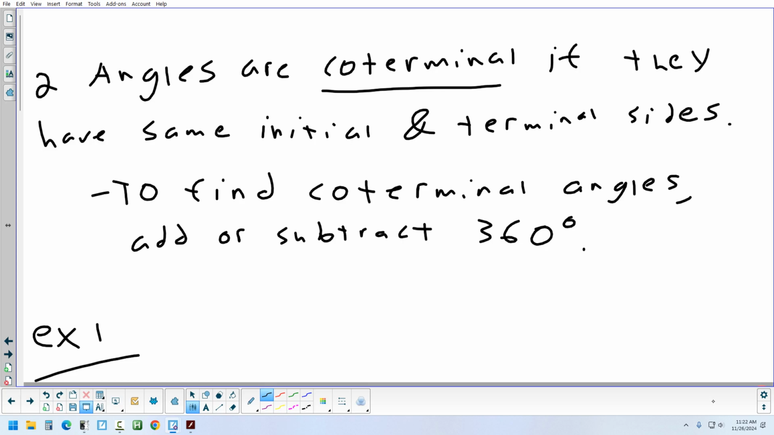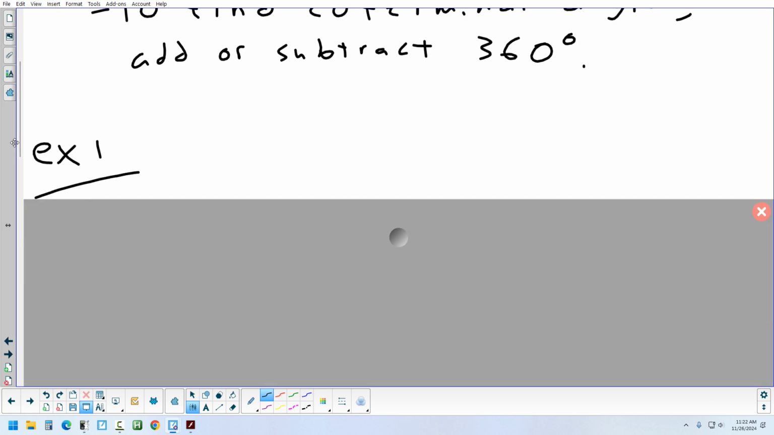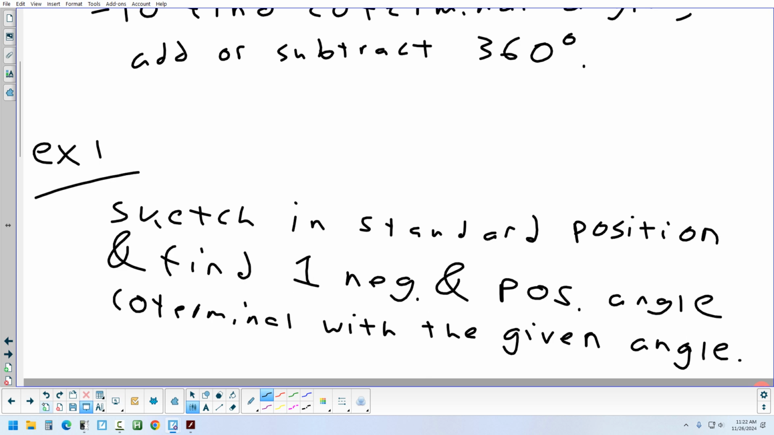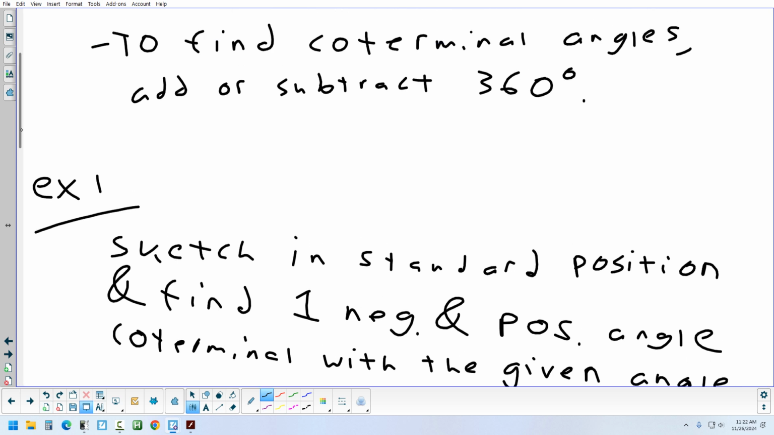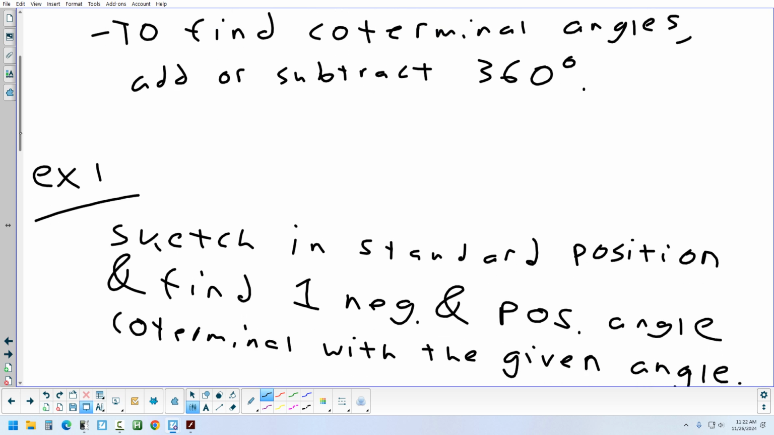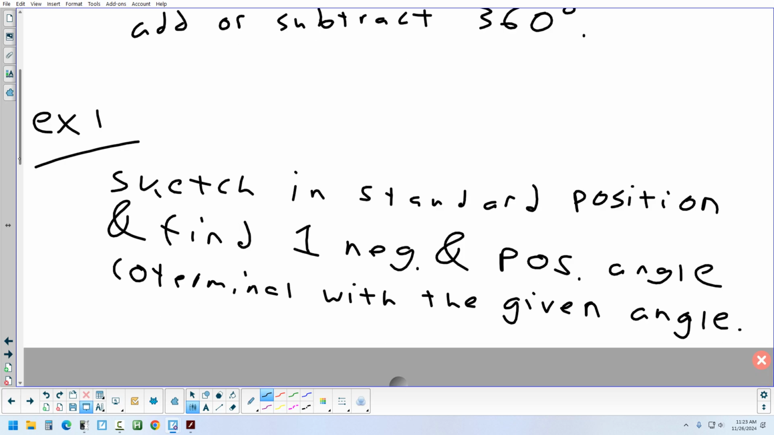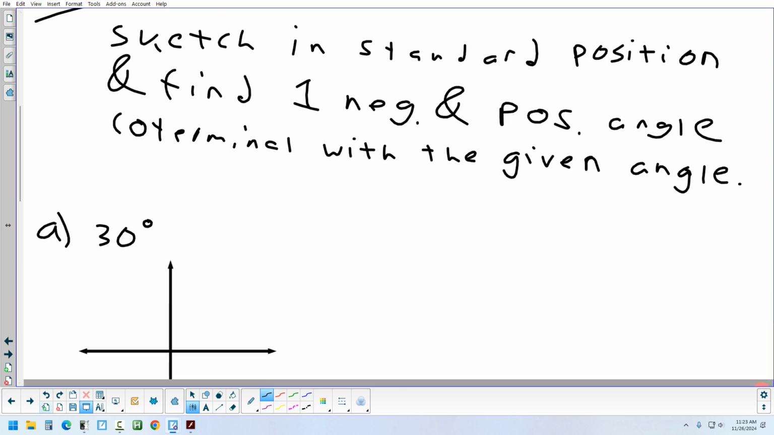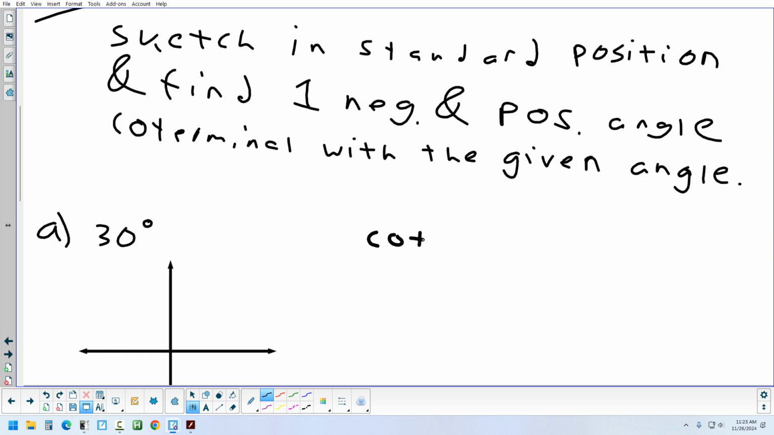All right, so let's see if we can find some angles that are coterminal with one that I give you. Does everybody have adding and subtracting 360 to get a coterminal angle? So the sketch, again, doesn't have to be perfect. We're just going to do a quick sketch of an angle and then find an angle that's coterminal and positive, and one that's negative.